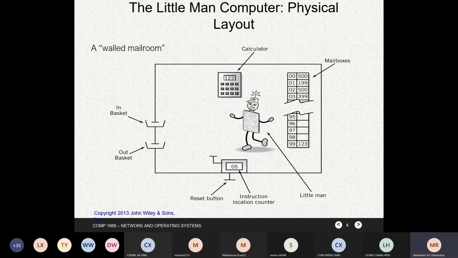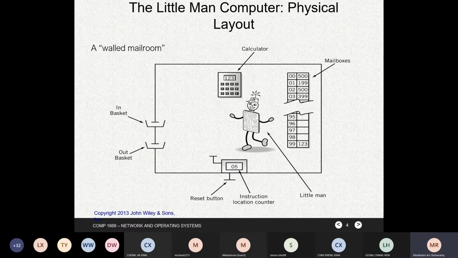you might think there are not many details here that you can ignore. Please don't do that. In fact, there are a lot of details here that you need to understand, and then you need to compare this LMC diagram, or what they call the physical layout, with the computer system.